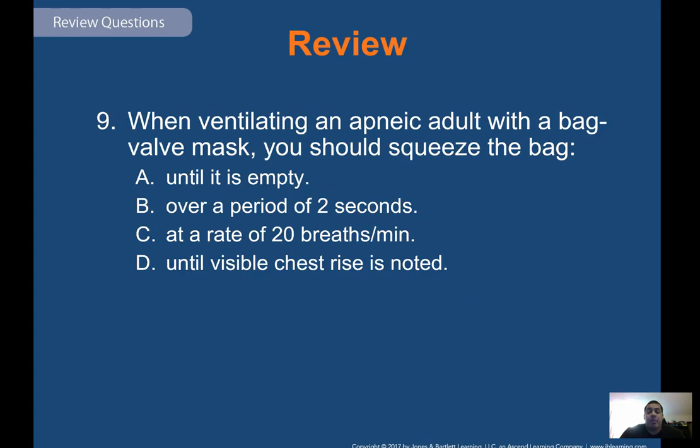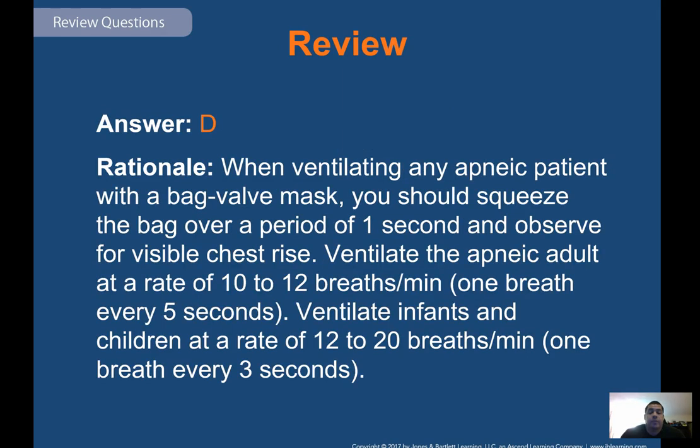Well, when ventilating an apneic adult with a bag valve mask, you should squeeze the bag... So D, when ventilating any apneic patient with a bag valve mask, you should squeeze the bag over a period of 1 second and observe for visible chest rise. Ventilating the apneic adult at a rate of 10 to 12 breaths a minute, 1 breath every 5 seconds. So remember, ventilating 1 breath every 5 to 6 seconds for an adult.